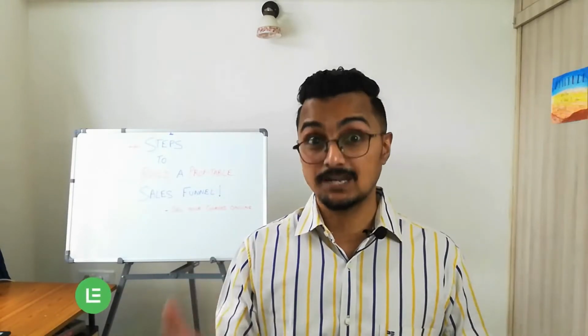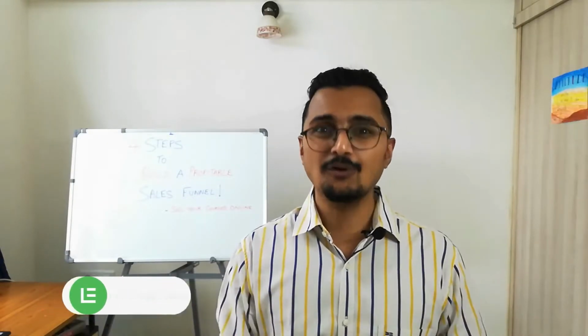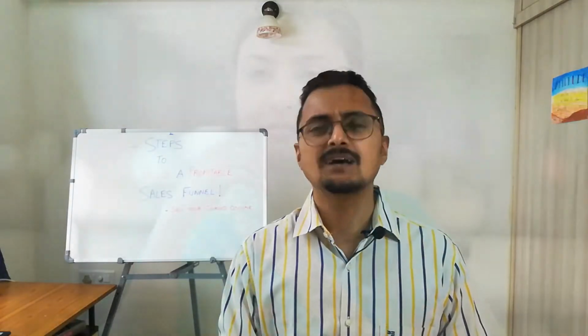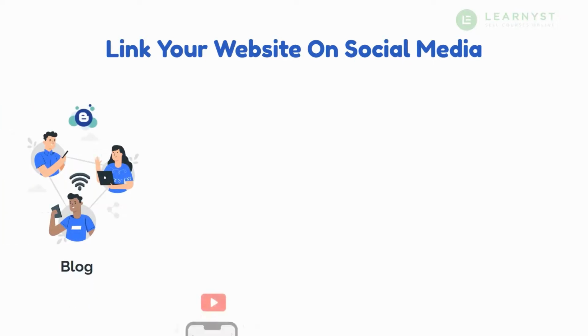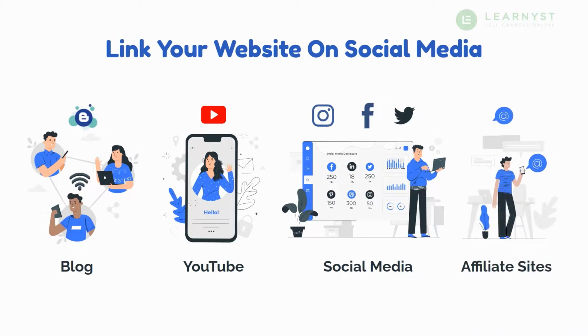So here is step number 1, which is to create awareness. The goal of this step is to let your students know that you exist. Start by asking yourself, what can I do to make students aware of my course? The easiest way to do this is to link your website to your blogs, YouTube videos, social media channels, and affiliate sites. This way, students get to know about you and your website.